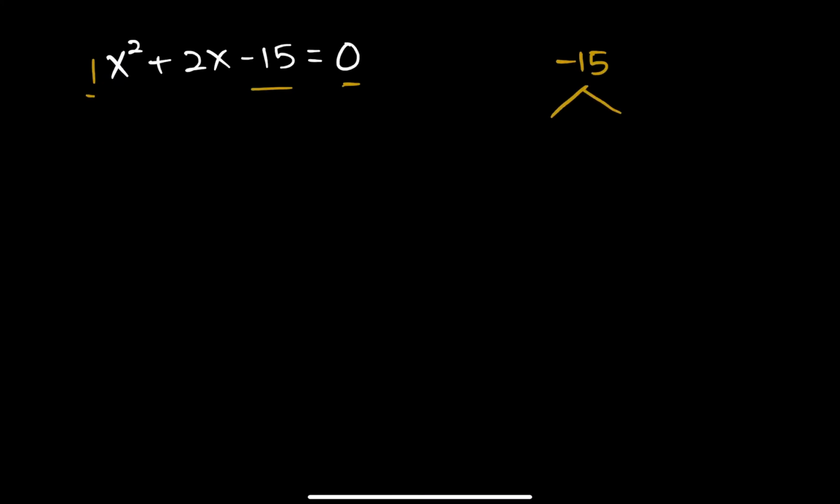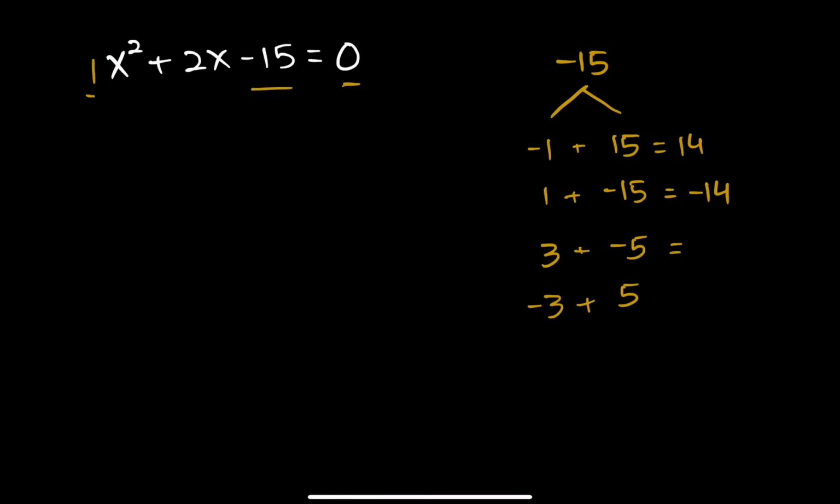Now, we want to find numbers that multiply to negative 15. So what possibilities do we have? Well, we can do negative 1 times 15. That gives you negative 15. We can also do positive 1 times negative 15. That also equals negative 15. Similarly, we can do 3 times negative 5. That also gives you negative 15, and negative 3 times 5. Alright, now we want to just add up these pairs. So first one, negative 1 plus 15, that gives you 14. 1 minus 15, that gives you negative 14. 3 minus 5, that gives you negative 2. And then lastly, over here we get 2.